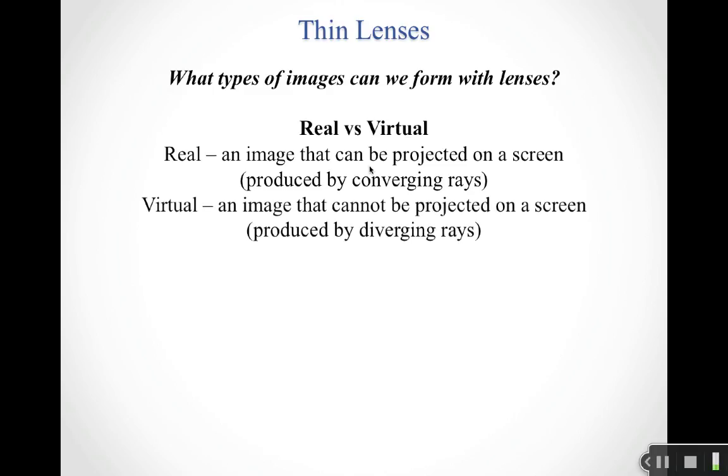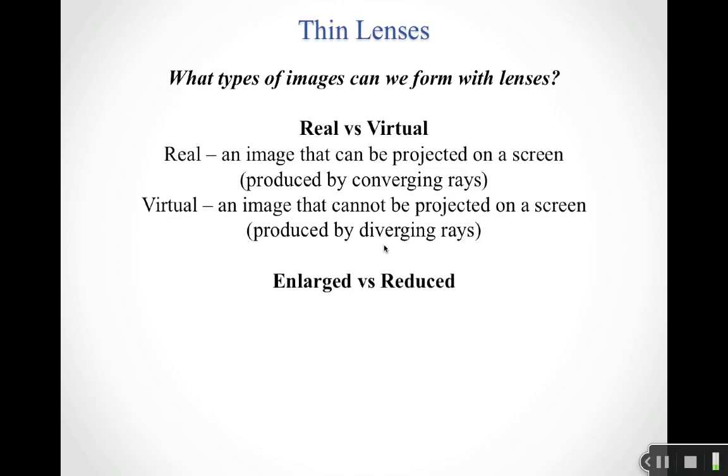A virtual image is an image that you can't put on a screen. Instead, it's an image that's produced by diverging rays. So your rays are actually diverging as they go through the lens, and it looks like that image is being formed on the other side of the lens. So you can't put a screen there, or else you would be blocking the light as it goes through. So what we're going to see is that real images will always be produced on what we'll think of as the image side of the lens. Virtual images will always be produced on the object side of the lens. It's part of why you can't put a screen there.